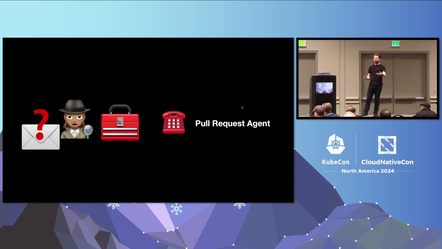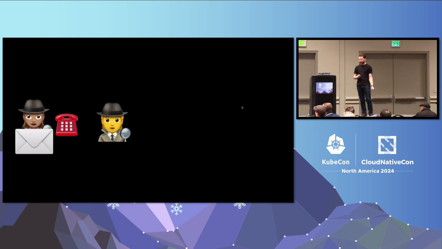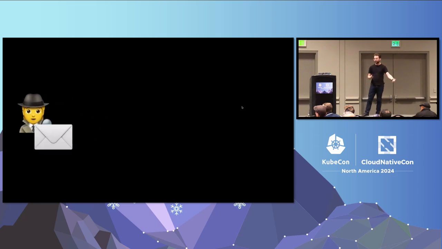But let's say in this example, it decided to use the pull request agent. Maybe somebody's asking about recent pull requests in Kubernetes. It would decide, obviously based on the question being about pull requests, to use this agent. So the manager agent is going to call up the pull request agent. It's going to hand off the prompt to that agent.